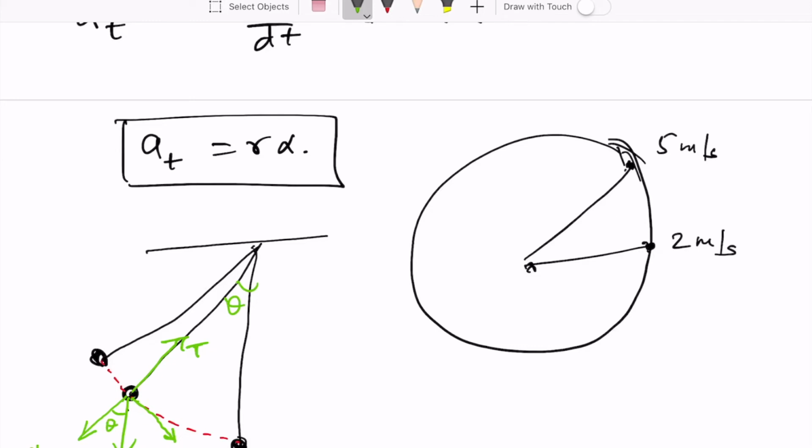So this component is mg cosine theta, and this component is mg sine theta. So you can see that mg sine theta is a force component that's in the tangential direction, right? And so from there you can easily figure out the tangential acceleration by just using mass times acceleration. Force equals mass times acceleration. So Newton's second law in the radial direction.